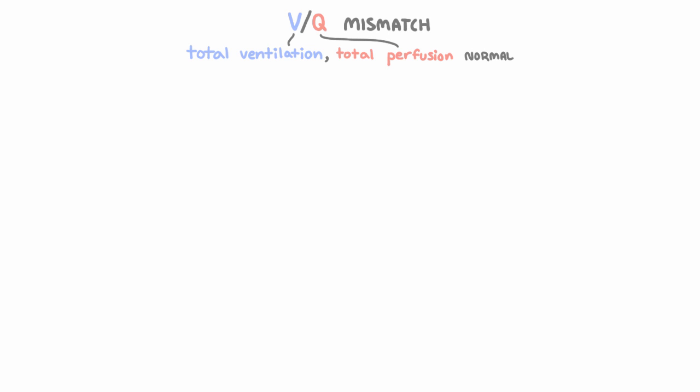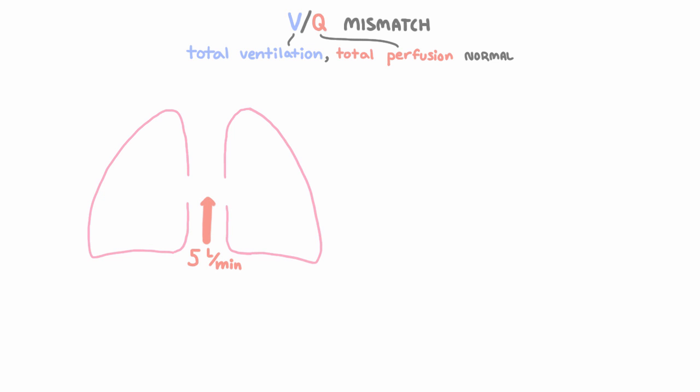Ventilation perfusion mismatch, or VQ mismatch, is the most conceptually difficult cause of hypoxemia to understand. The key notion to grasp about it is that VQ mismatch can occur when the total ventilation and total perfusion to the lungs is completely normal, but when the ventilation and perfusion are not matched up appropriately in different areas of the lung.